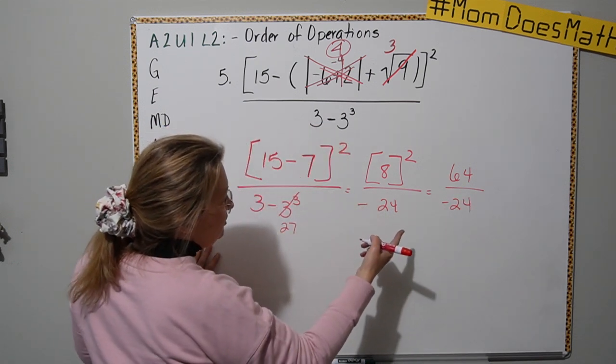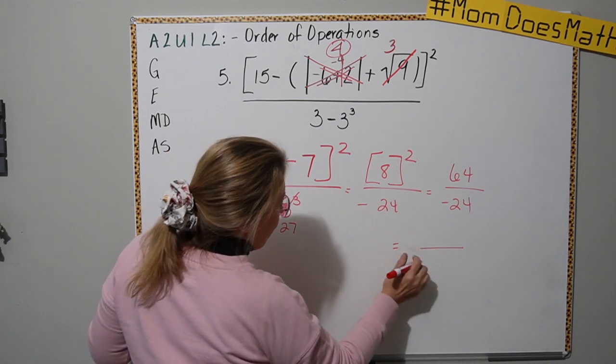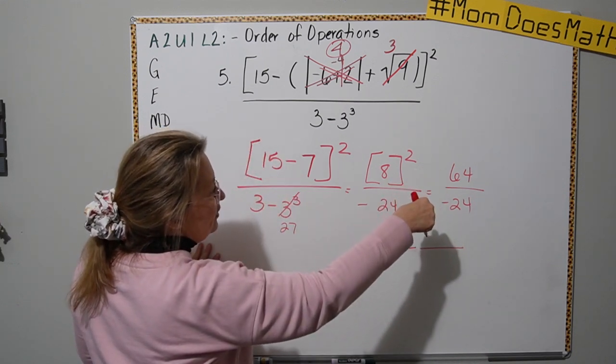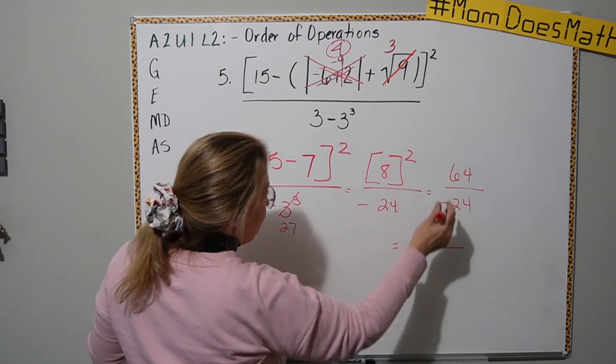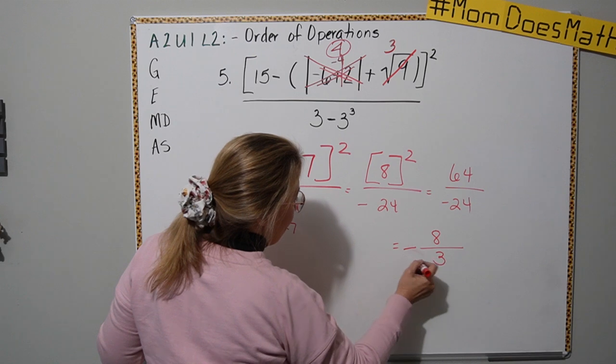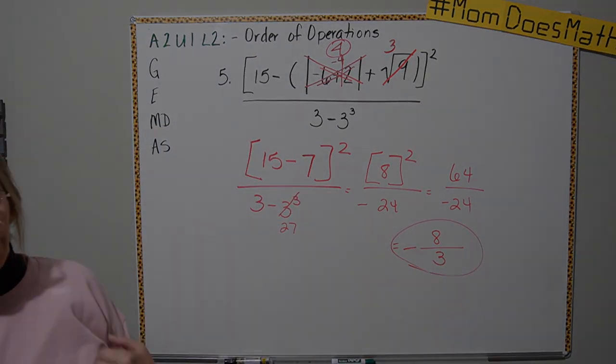Now these will reduce down, so it's going to be negative. Let's just go ahead and put the negative out front. What will go into 64 and 24? 8 will. So 64 divided by 8 is 8, and 24 divided by 8 is 3, and you can leave it improper. So negative 8/3.